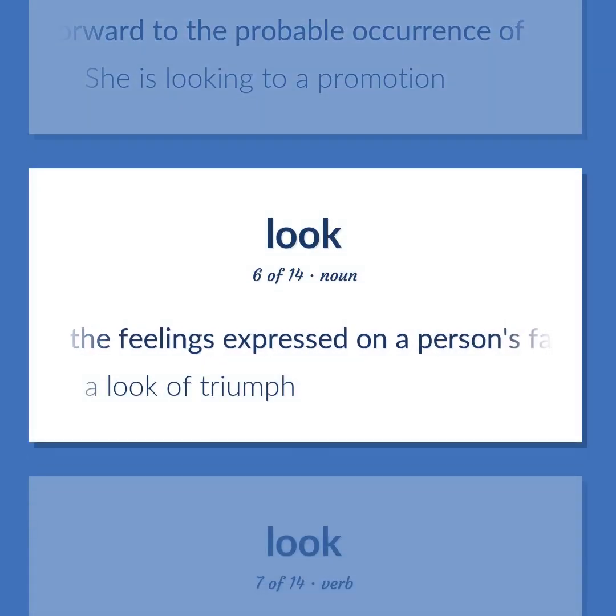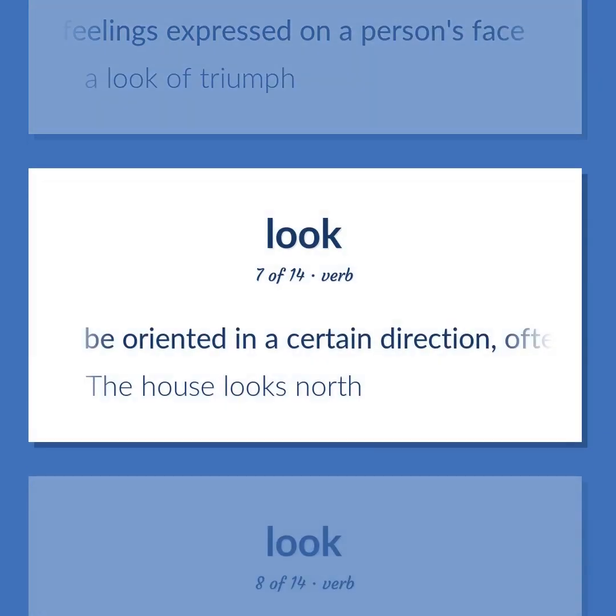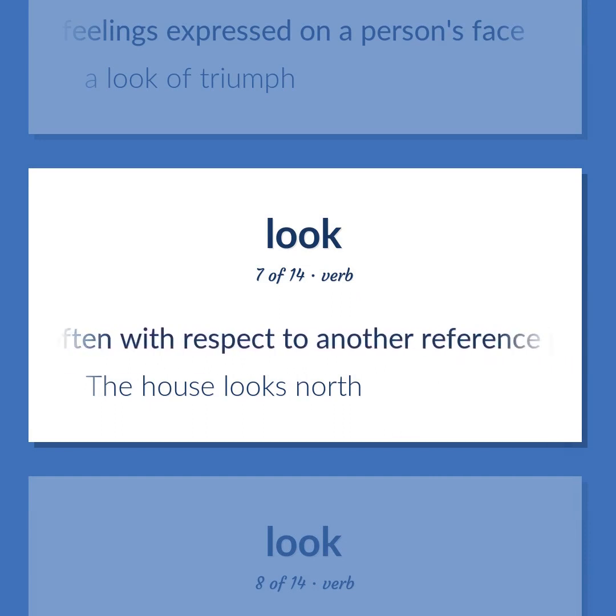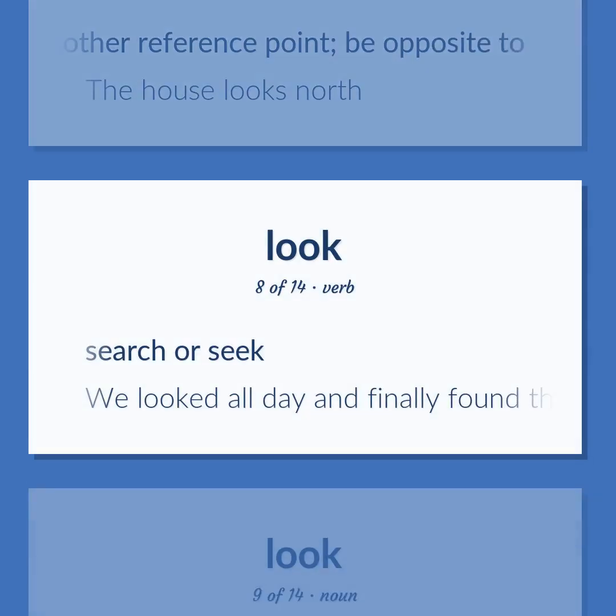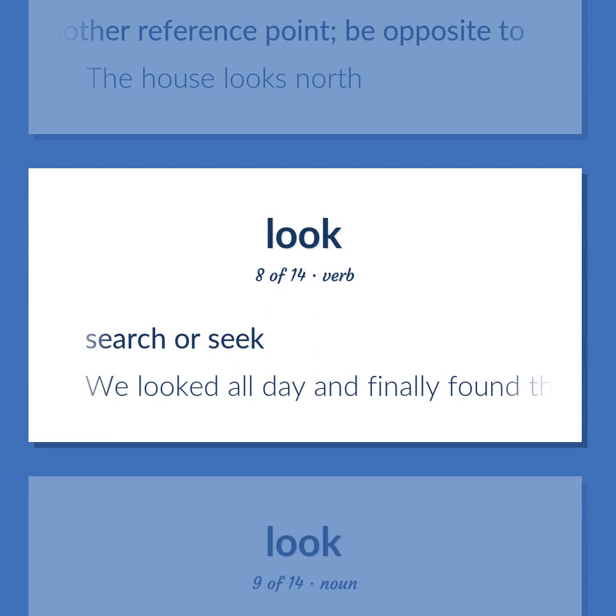The feelings expressed on a person's face. A look of triumph. Be oriented in a certain direction, often with respect to another reference point, be opposite to. The house looks north. Search or seek. We looked all day and finally found the child in the forest.